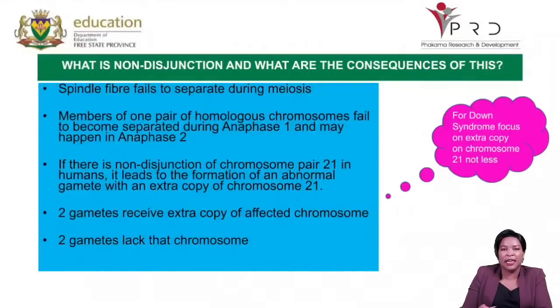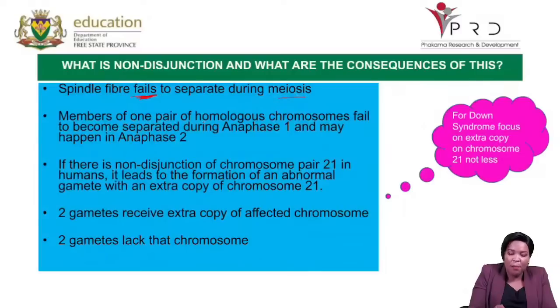So what is nondisjunction? We touched on nondisjunction and it has its consequences. The spindle fibers must separate. They must pull apart. But sometimes these spindle fibers, as they attach to the centromere, they fail to separate. And when they fail to separate during meiosis, what's going to happen? Members of one pair of homologous chromosomes fail to become separated.